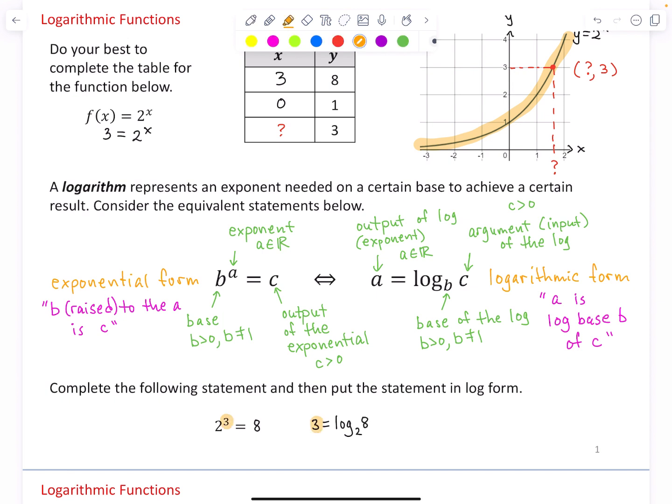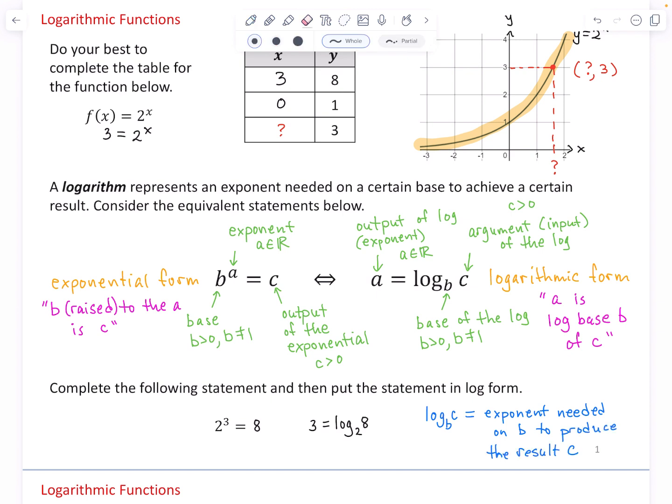The exponent 3 goes in this position, the base 2 becomes the base of the log, and the output of the exponential 8 becomes the input or the argument of the log. If we didn't know that 3 was the answer, and you were asked to make sense of the expression log base 2 of 8, then the thought that should come to mind is log base 2 of 8 is the exponent needed on the base 2 in order to produce 8. So if you put a question mark here, you would say 2 raised to what power equals 8, and then try to answer this question. Of course, the answer to that question is 3. So log base 2 of 8 gives the exponent 3. Conceptually, log base b of c is equal to the exponent needed on b to produce the result c.